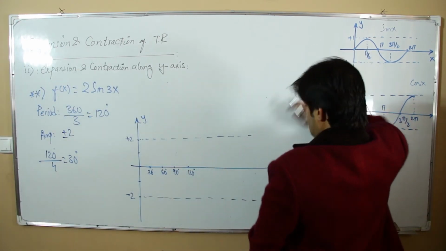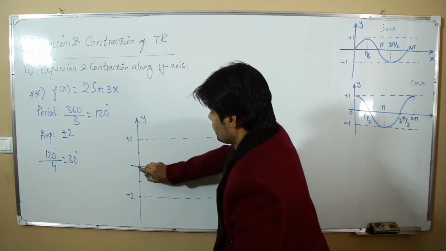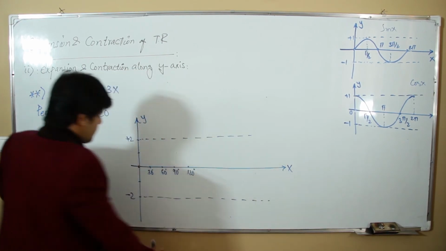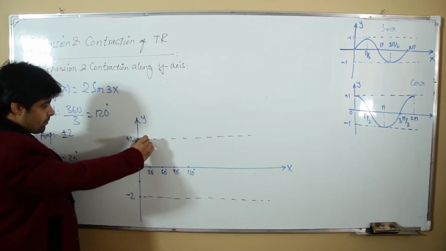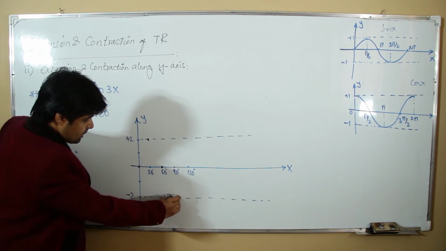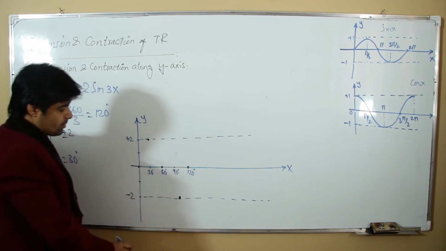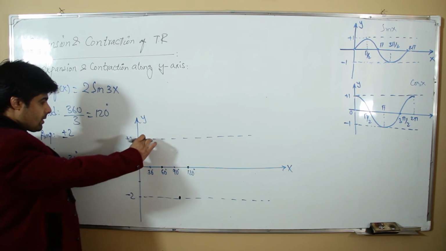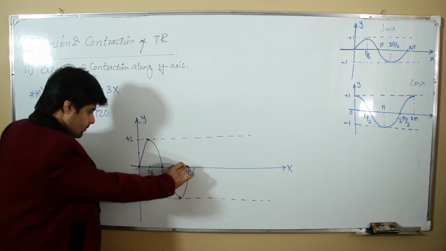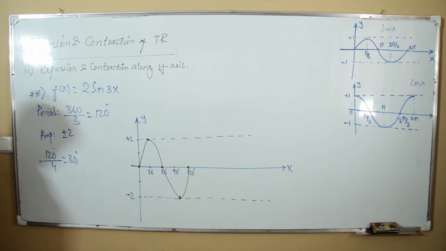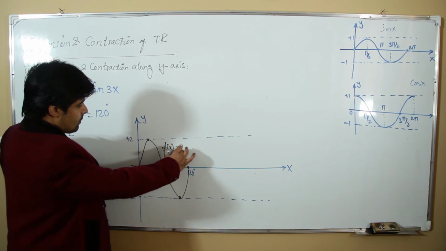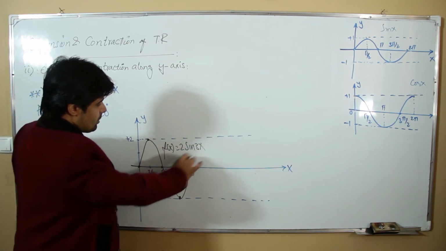It starts from 0. The next point is our maximum. The next point it crosses, the next point is our minimum, and the next point it crosses. Here is our graph. This is the graph for f(x) = 2 sine 3x.